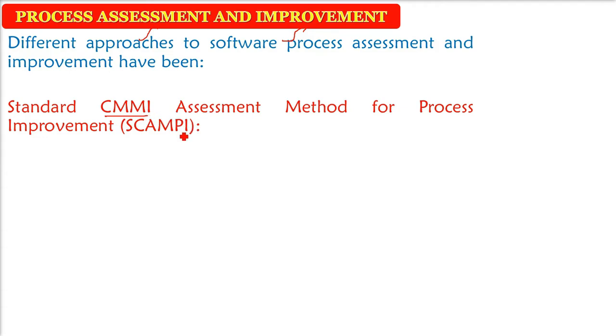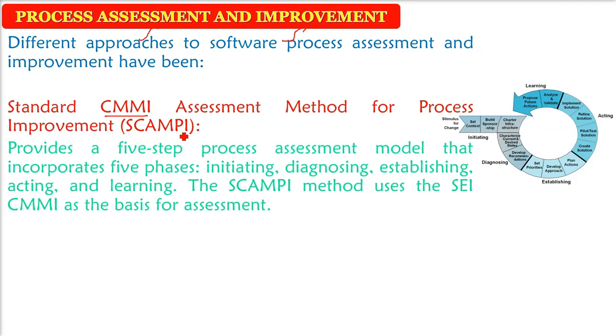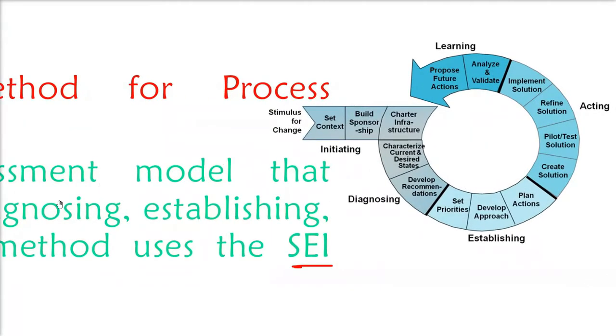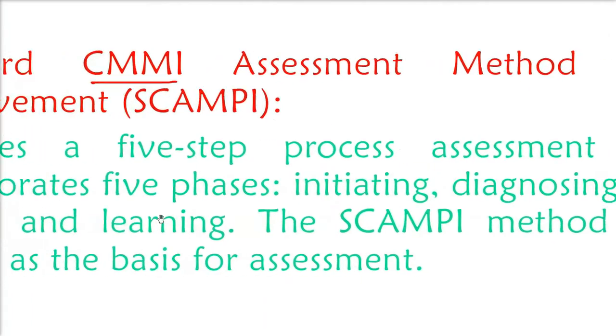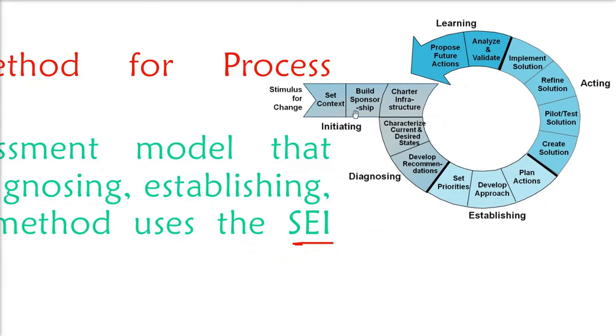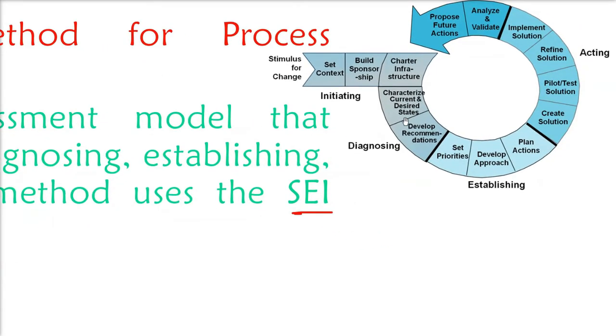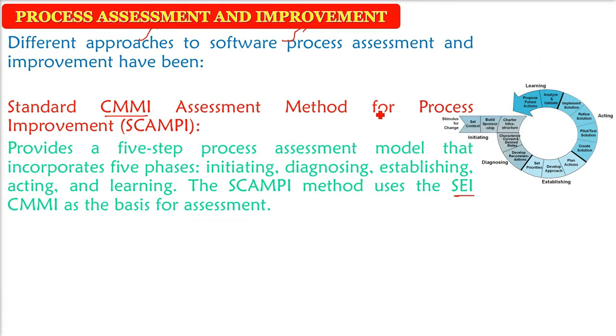So this first one, I'll just show you the picture also. This is a 5-step process assessment model, and it has 5 phases: initiating, diagnosing, establishing, acting, and learning. This SCAMPI uses the SEI, Software Engineering Institute, Capability Maturity Model as the basis of the assessment. So see here, this is what we are talking about. These are the different 5 phases. This is an assessment model, meaning you will assess whether the model you have chosen, the way you are working, is proper or not, whether it is initiating, diagnosing, establishing, acting, or learning.